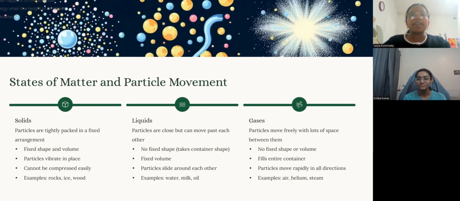Then we have gases. These particles move freely with lots of space between them. So they have no fixed shape or volume. They fill the entire container, like they move around really freely and they move around in different directions. And the particles move rapidly in all directions. Examples are air, helium, steam, and so on.